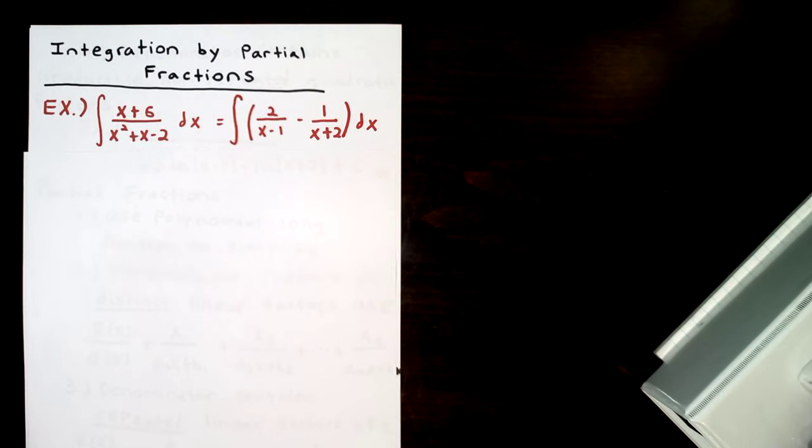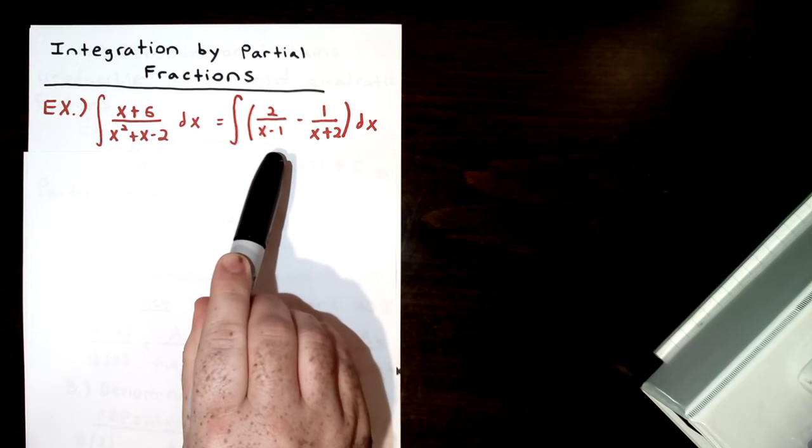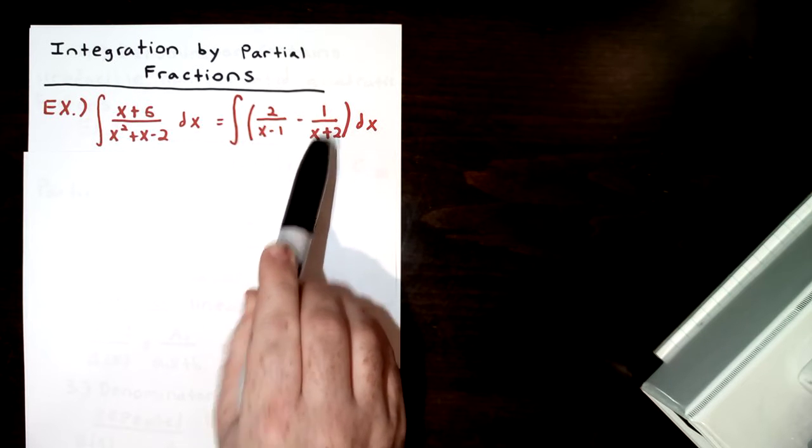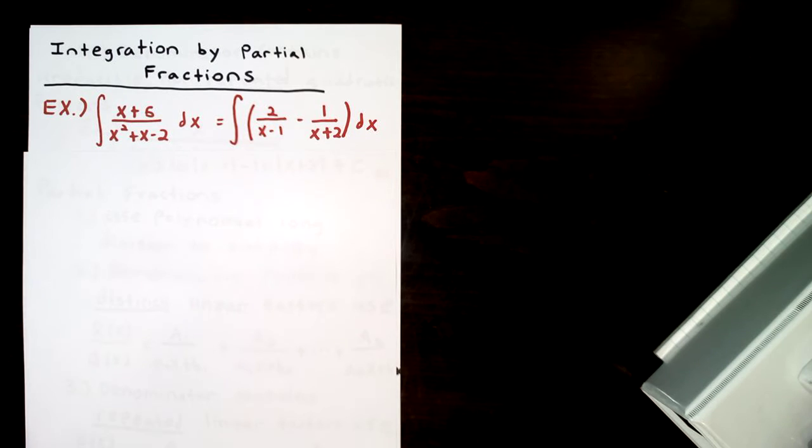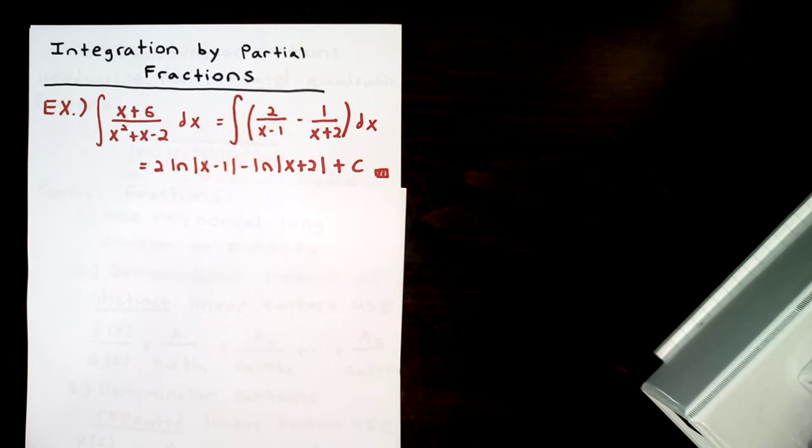Suppose that we were asked to evaluate the integral of (x + 5)/(x² + x − 2). Notice that (x + 5)/(x² + x − 2) can be rewritten as 2/(x − 1) − 1/(x + 2). This integral is quite easy to evaluate. It's simply 2 times the log of x − 1 minus the log of x + 2, plus our constant.